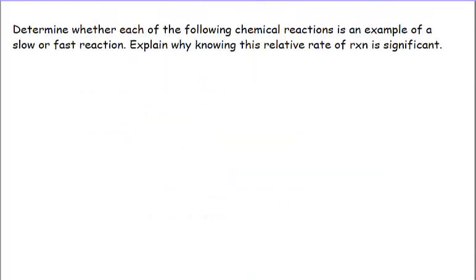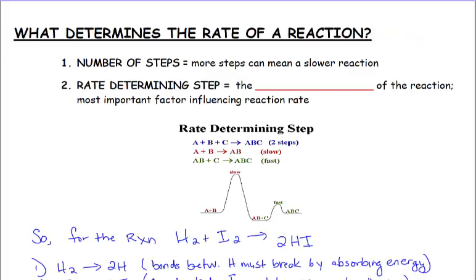So what I want you to do is determine whether each of the following chemical reactions is an example of a slow or fast reaction. Explain why knowing the relative rate of the reaction is significant. You're going to do this on your own, and we will talk about this in class, so I will check your notes.